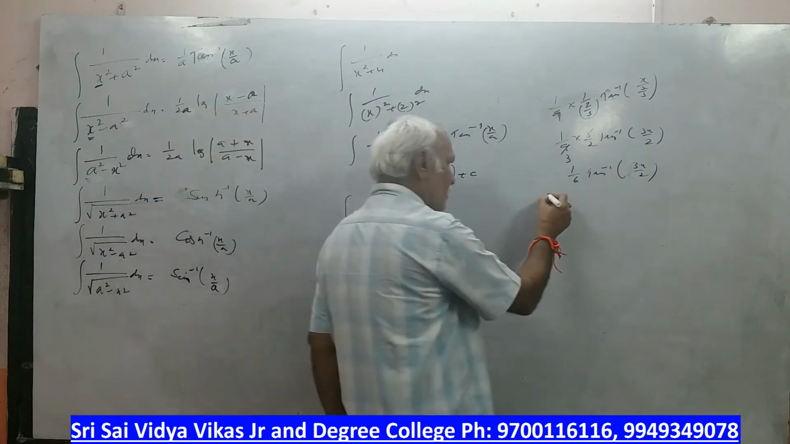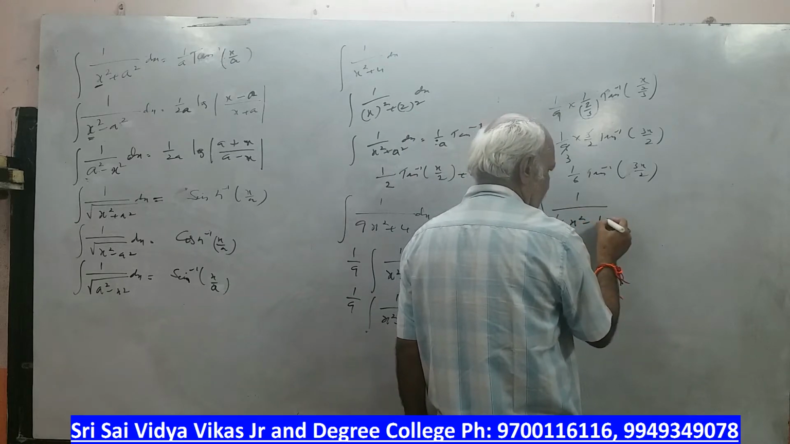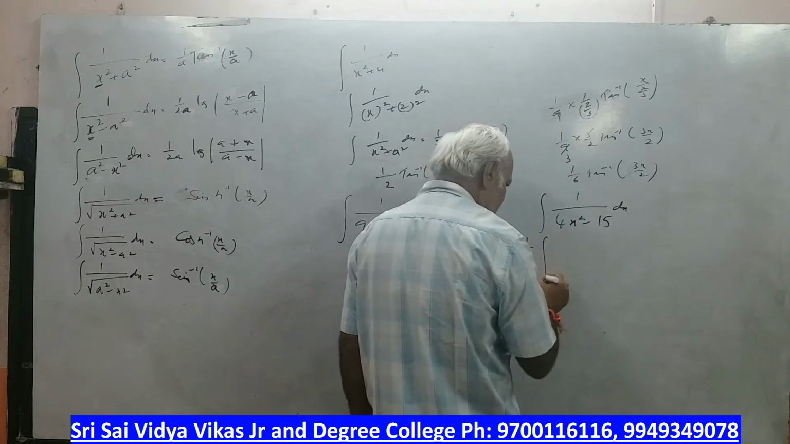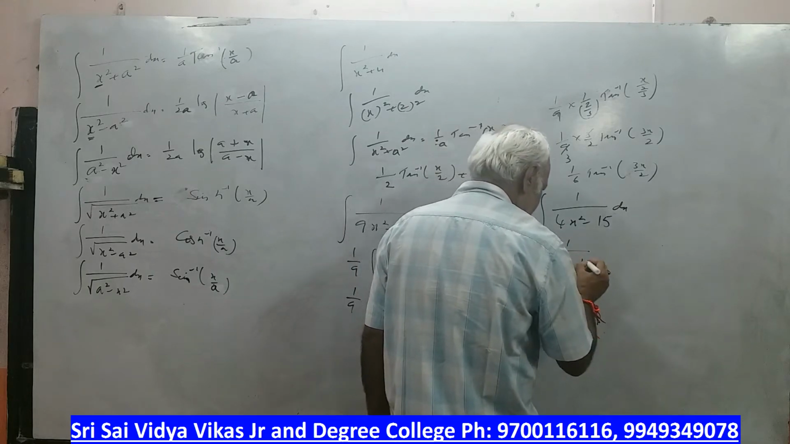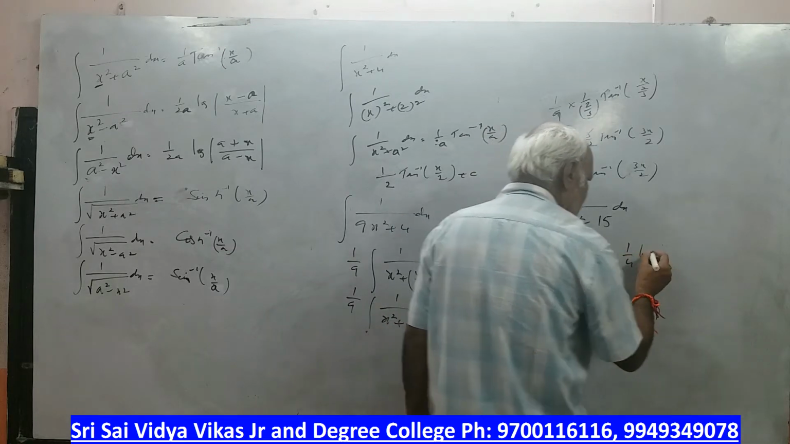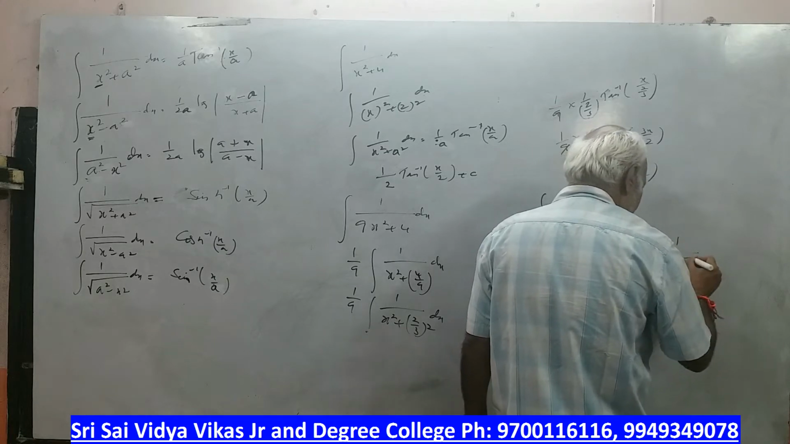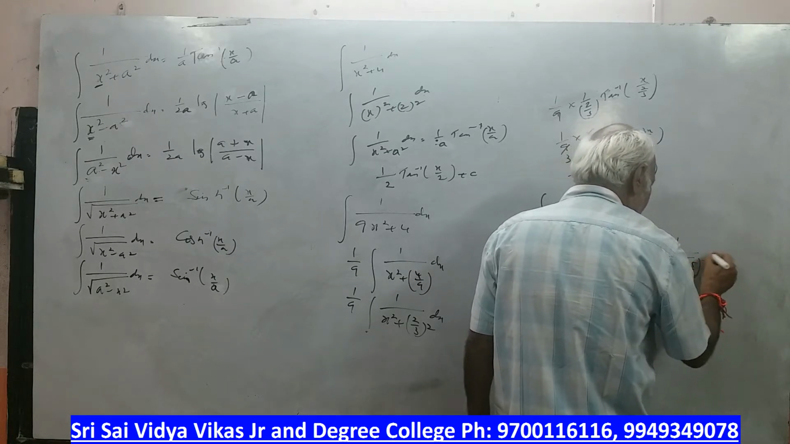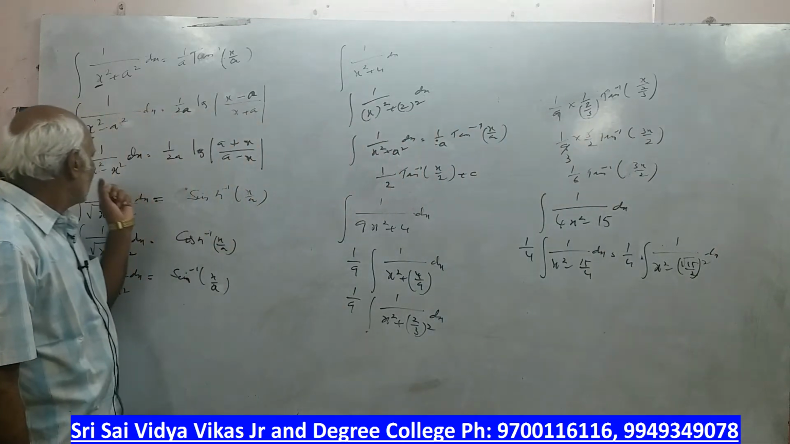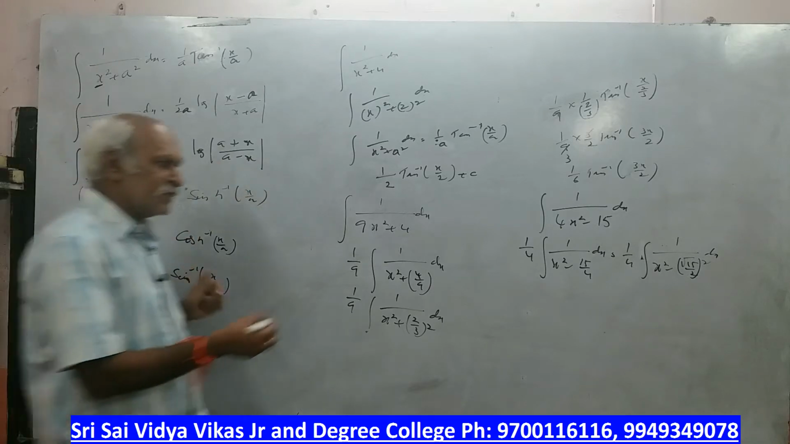For example, he has given like this. First we have taken 4 common dx. So I will write 1 by 4. Look at here. 1 by x square minus root 15 by 2 whole square. Now we have to fit into formula. Which formula? 1 by x square minus a square. This formula. Okay, every time we are adjusting into that formula.